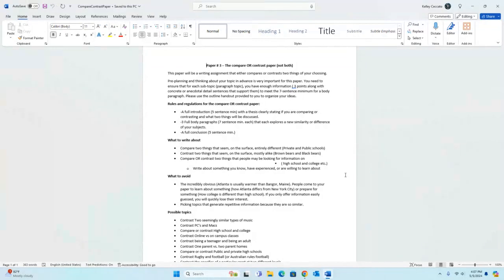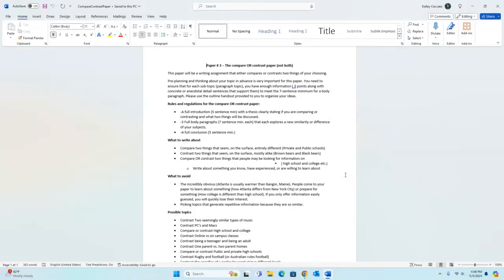Compare or contrast 2 things that people may be looking for information on, high school and college, that sort of thing. And so a comparison essay takes a look at 2 things that are obviously different and points out their similarities. A contrast paper takes 2 things that seem a lot alike and then focuses on the differences between those 2 things.